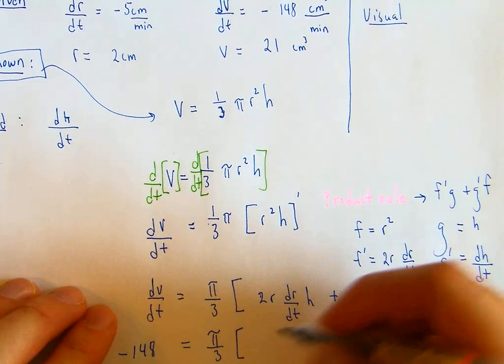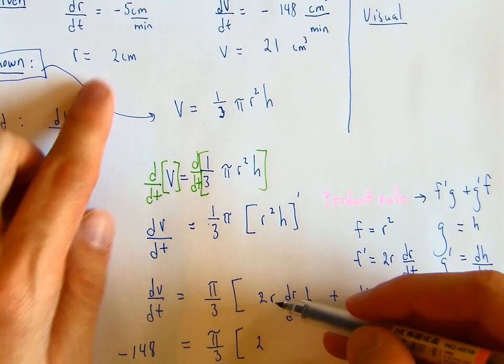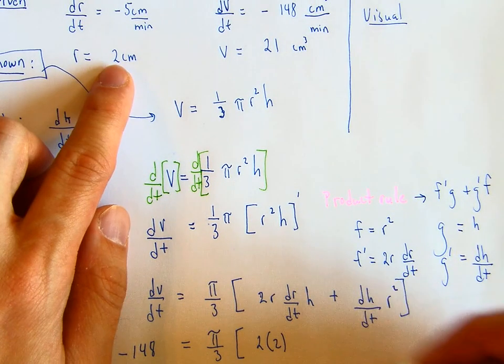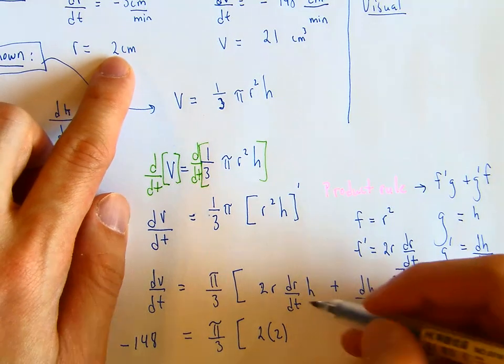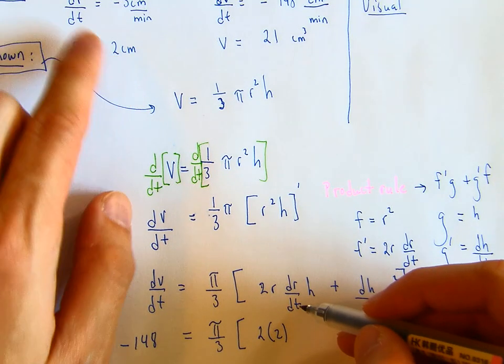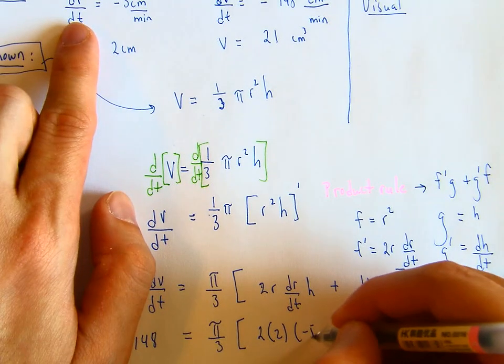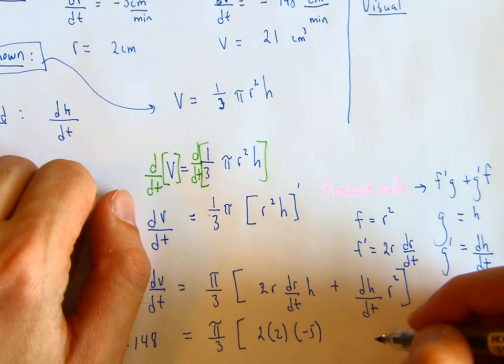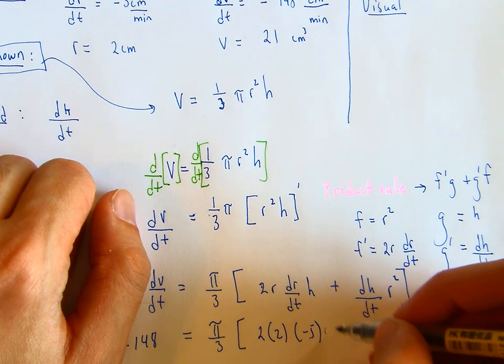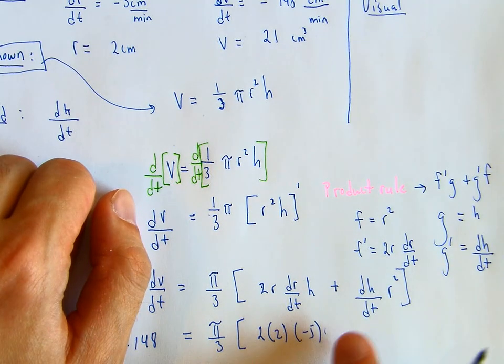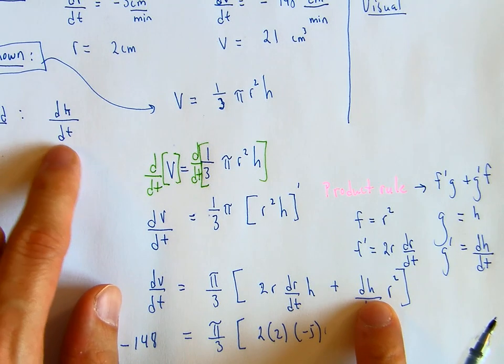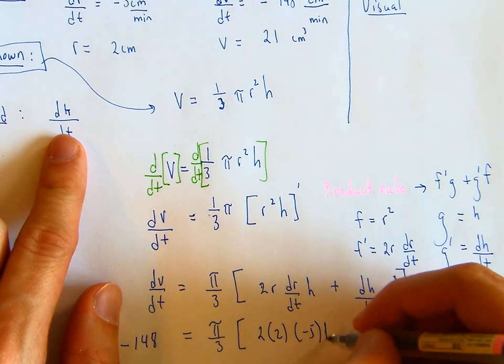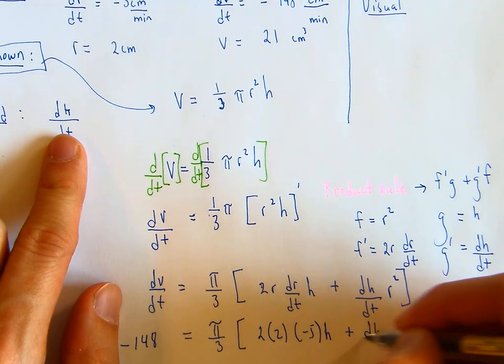Do we have 2? Okay, so we know 2. Do we have r? r is also 2. What else? Do we have dr/dt? Yes, we do. It's negative 5. Do we have h? We don't have h. Okay, so we may have to find h. Do we have dH/dt? No. So we don't know what dH/dt is.